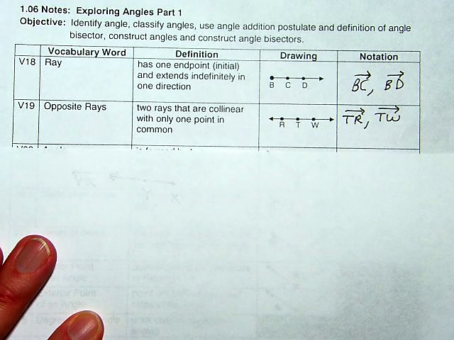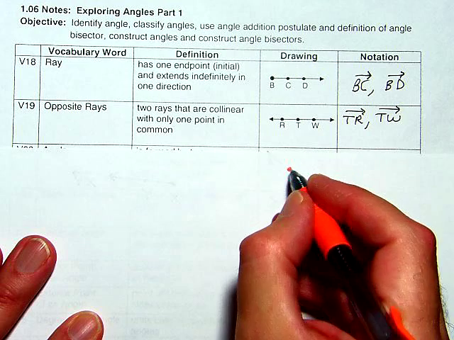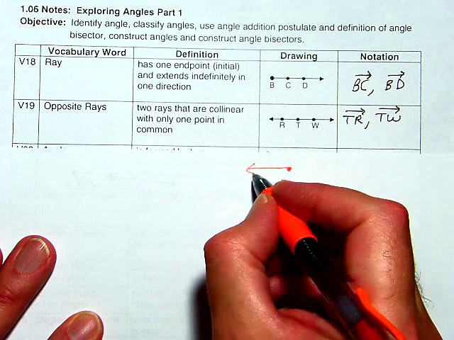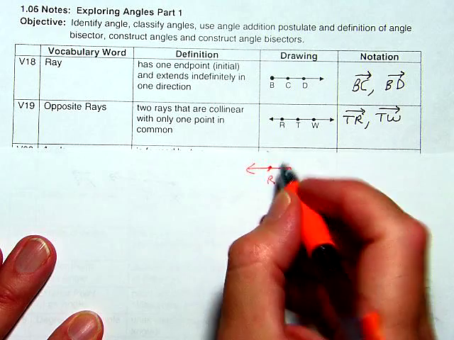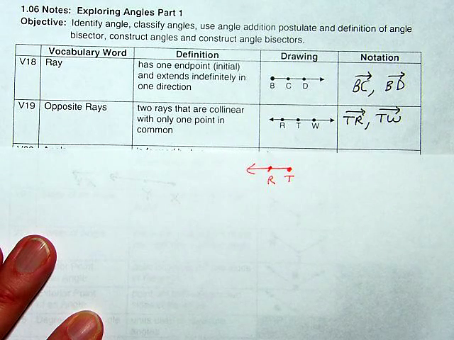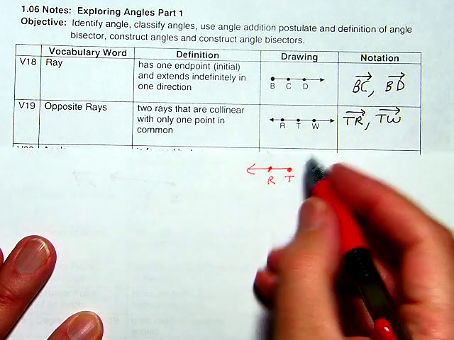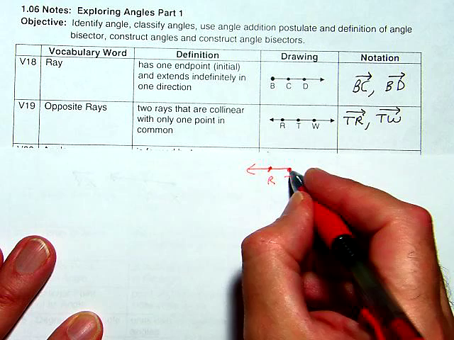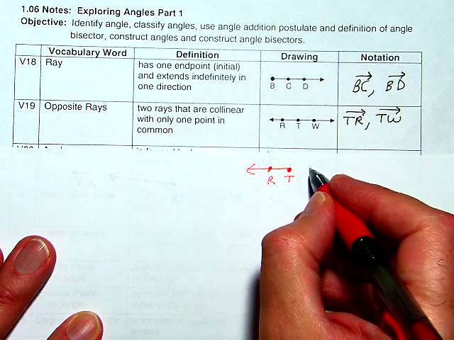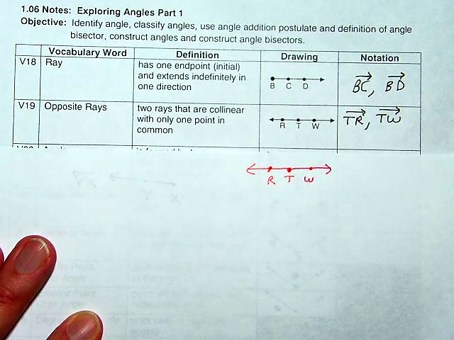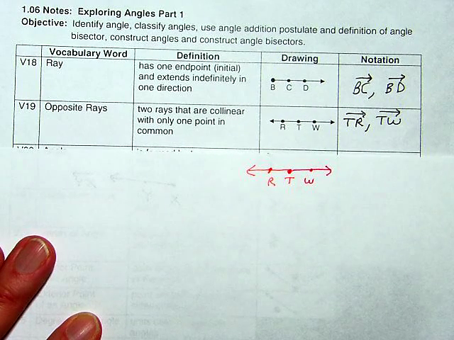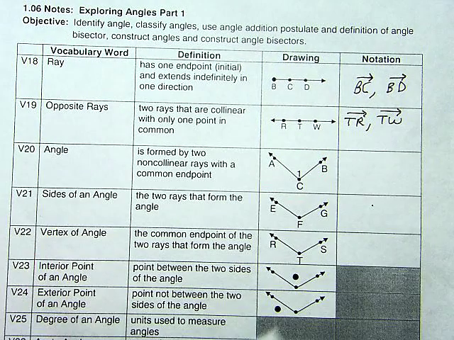So let me first write ray TR. Ray TR is this ray here, T and R. And ray TW is this ray here, T and W. Okay, and we call them collinear. They're in a straight line. Okay, good. Let's go on to the next word.